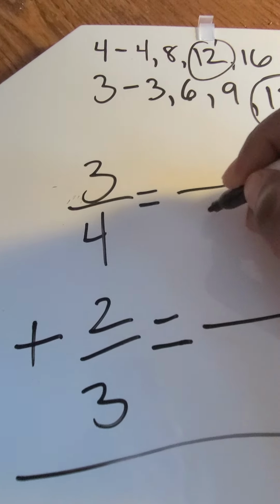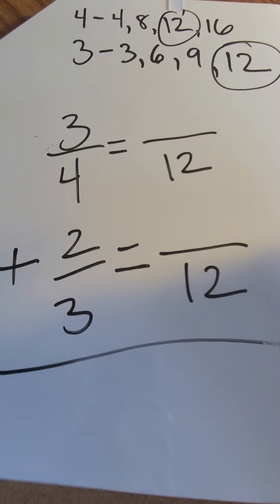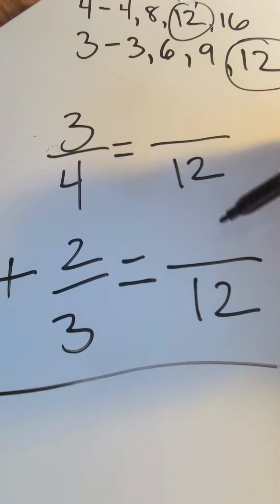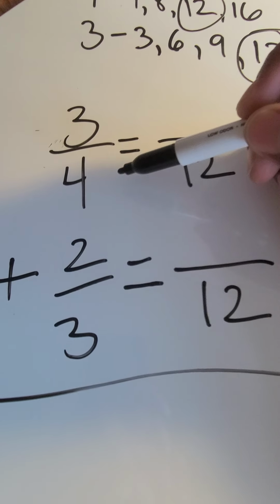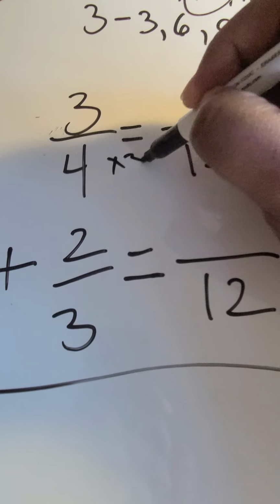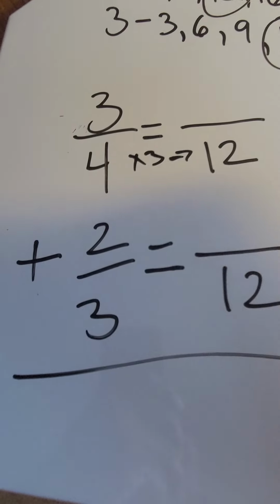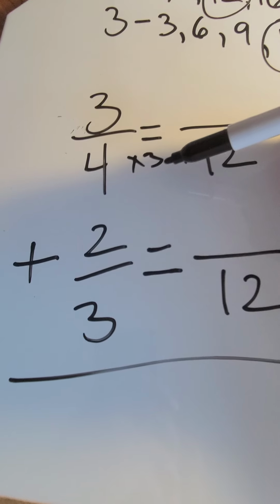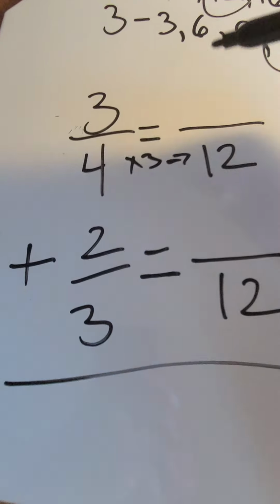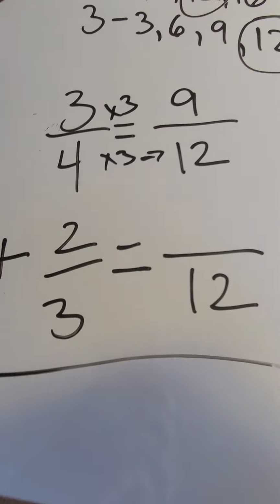Now, we can put 12 here, and we can put 12 here. Next, we have to find the numerators for each. So we say to ourselves, okay, well, how did we get 12? We simply did 4 times 3, and it got us 12. Now with fractions, whatever you do to the bottom, you do to the top, and vice versa. So if we multiply the denominator by 3 to get 12, we have to multiply the numerator by 3. 3 times 3, we get 9.